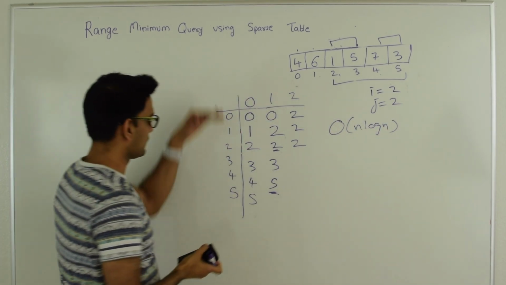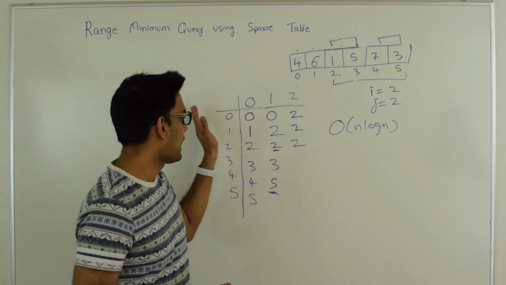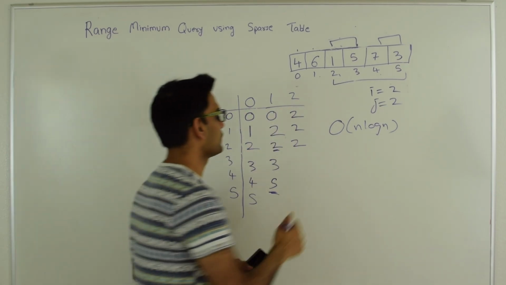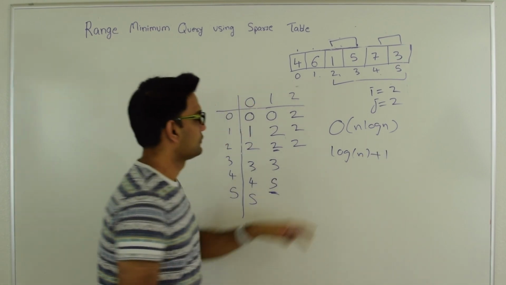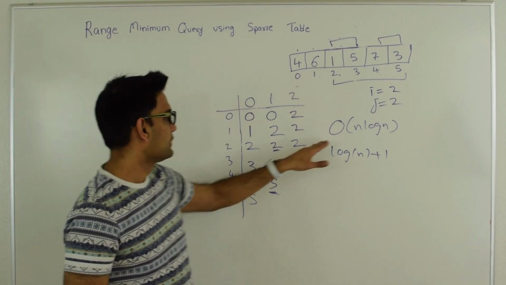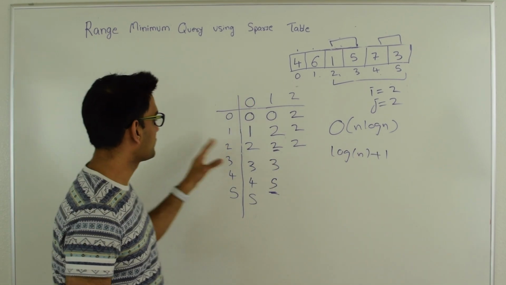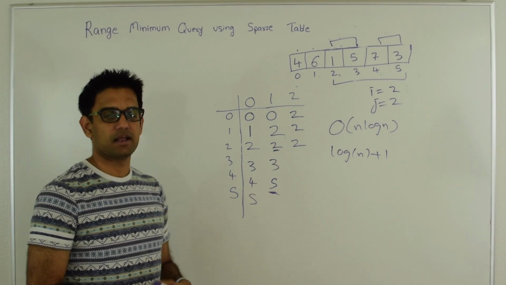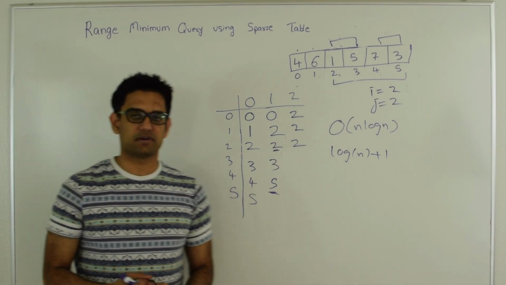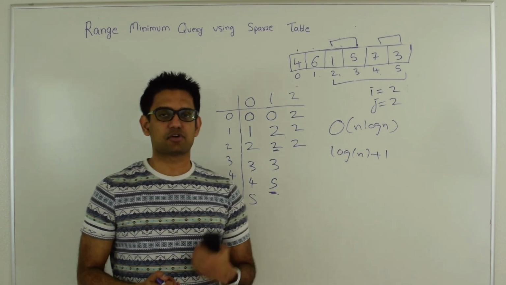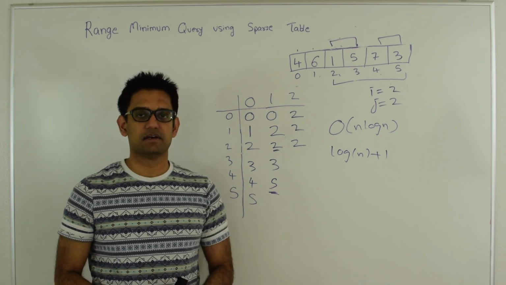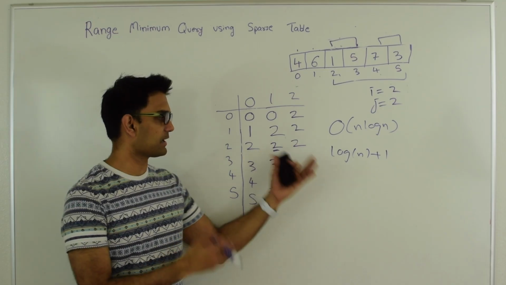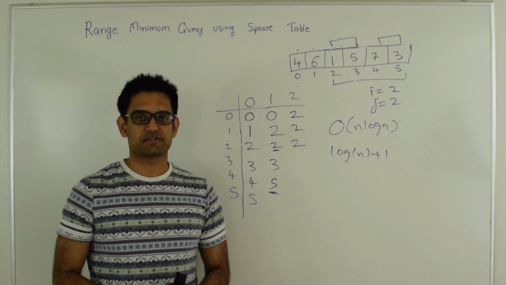Why? Because the number of rows is n, and if you remember, the number of columns was log of n plus 1. So this is effectively log of n. So the time complexity is n log n, the space complexity is also n log n, and as we saw before, the time for query is constant. So that's how this algorithm has constant query time and n log n pre-processing time.